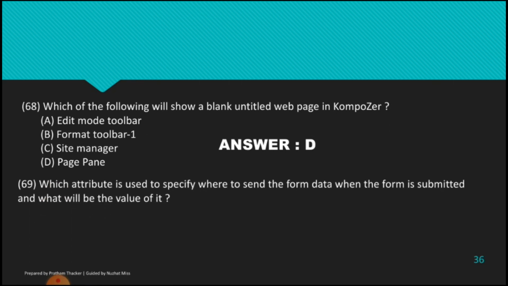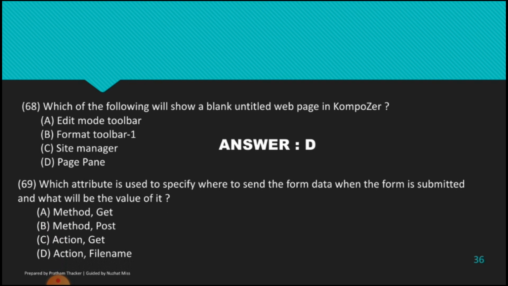Question number 69. Which attribute is used to specify where to send the form data when the form is submitted, and what will be the value of it? Option A, method get. Option B, method post. Option C, action get. Or option D, action file name. Answer is option D, action file name.